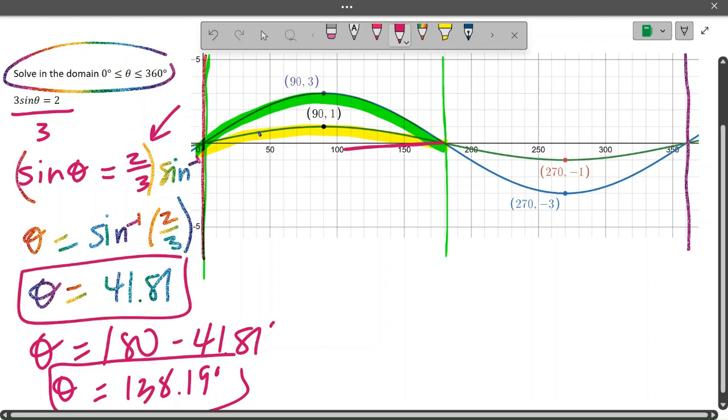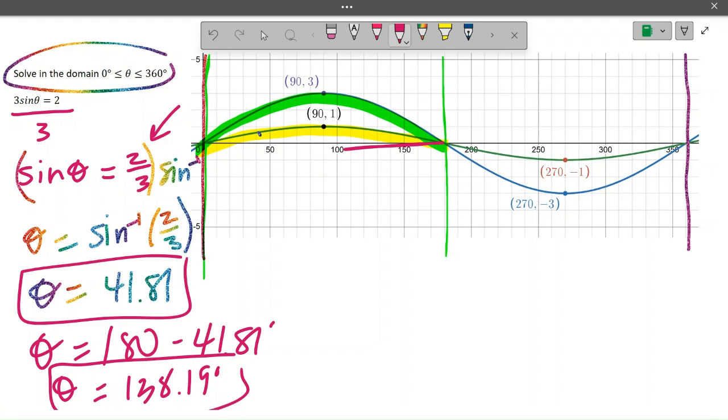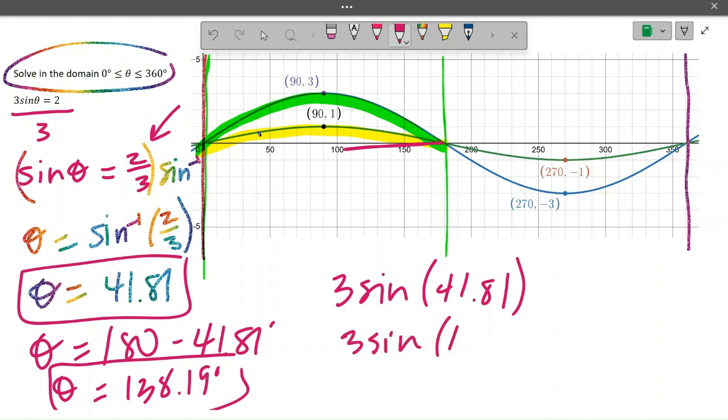To be absolutely certain that I did this correctly, especially if I did not have a graph, I would want to go ahead and pop these into my calculator. So what I would do is I type 3 sine of 41.81 degrees into my calculator, and I should get out approximately 2, and then I would do the exact same thing to both of these. I know it's a little tedious, but you can use the back button, especially if you use a Casio, to just back out the degrees and then put the new one in, and that's super fast.